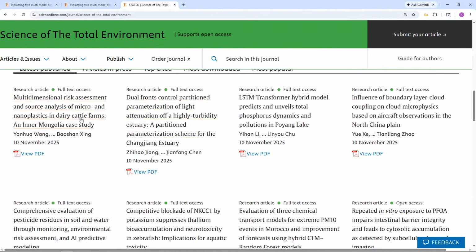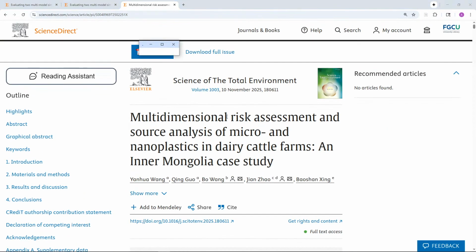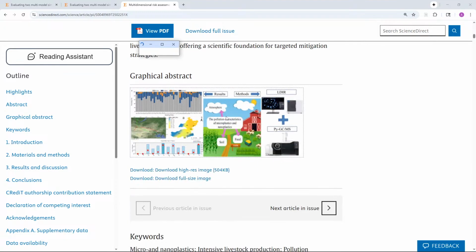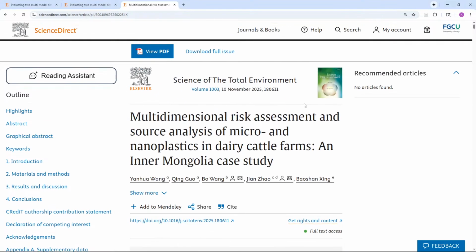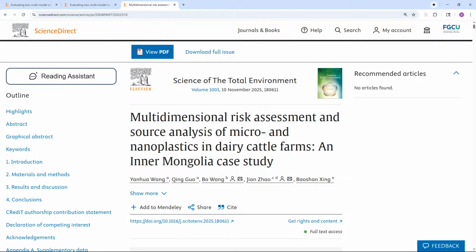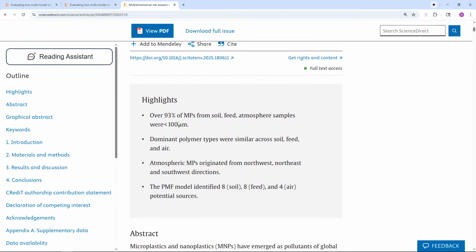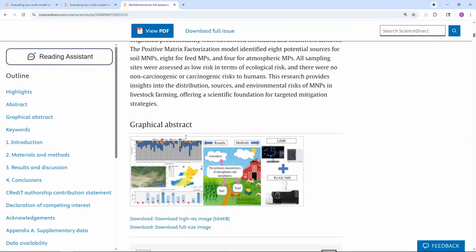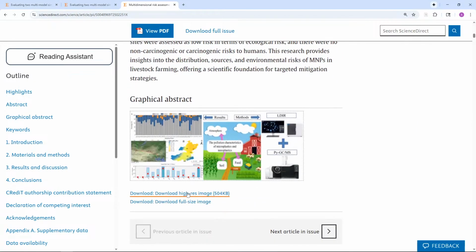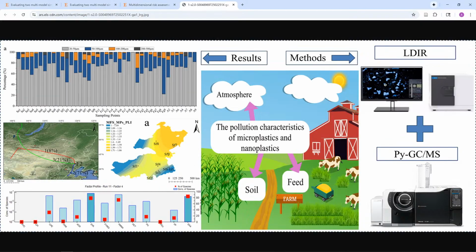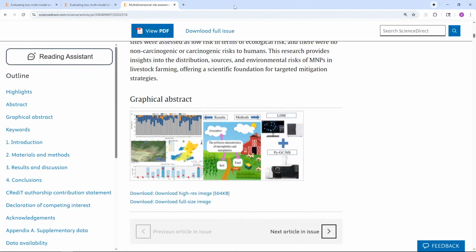Let's see any newly accepted paper. See, this is a newly accepted paper. I'm just selecting multi-dimension risk assessment and source analysis of micro and nano plastic in dairy cattle farm in Inner Mongolia, a case study. So you see, this is the highlight of the paper. This is the abstract of the paper, and after the abstract you see a visual abstract. Is this a good visual abstract? Yes or no? This is basically some of the results. This is their methods, and I don't know what this is. But they require it.